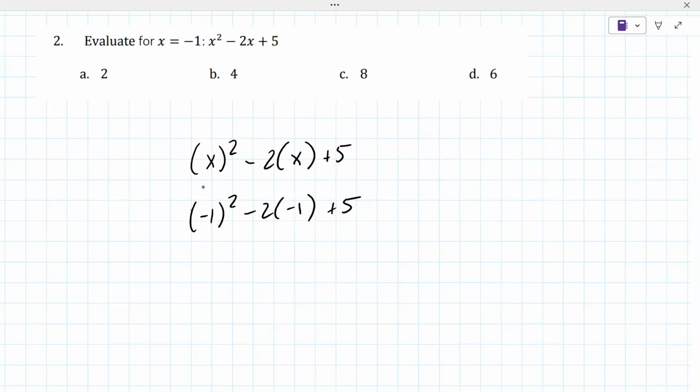Oh, and then you're multiplying? Yes. Okay, I can do that. I'm gonna step away for 30 seconds, but I'll be right back with you. Okay.